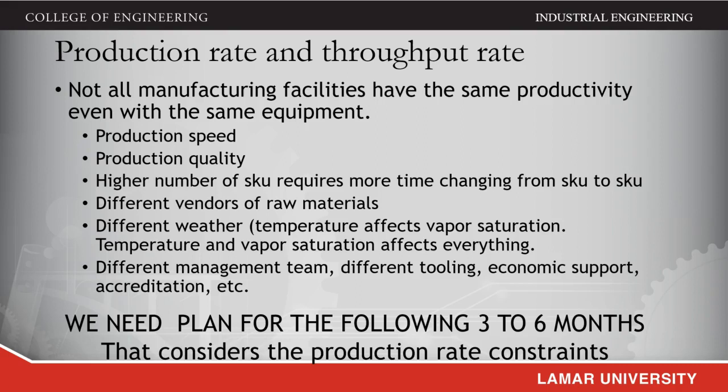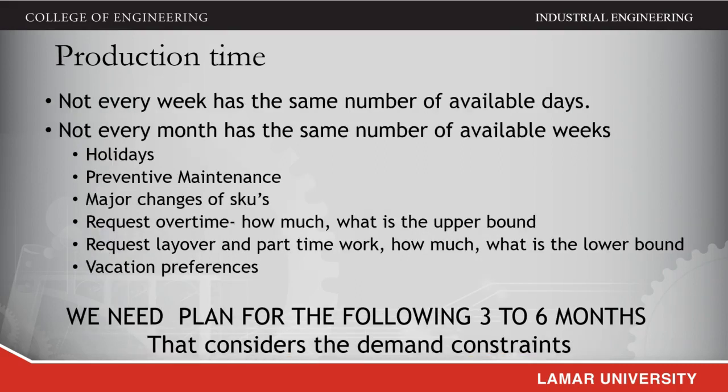manufacturing sites. The production time may have different constraints, like the number of total available days or the number of shifts within each day. Similarly, every month may have a different number of available weeks. This happens because of holidays and scheduled preventive maintenance. In some industries, change from one SKU to another SKU in the manufacturing lines may take hours and even days. In those cases, the idle time due to change of SKU reduces the capacity of the manufacturing facility.